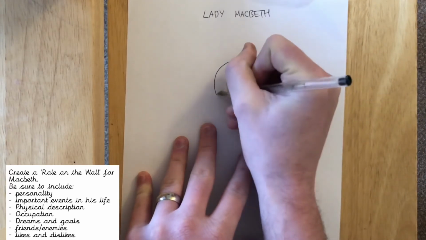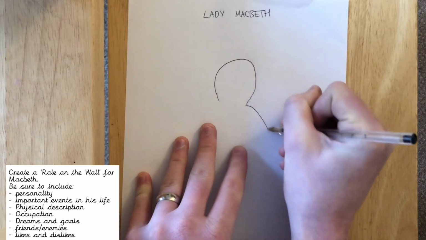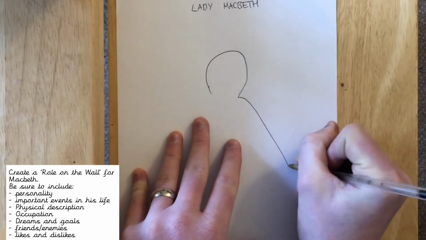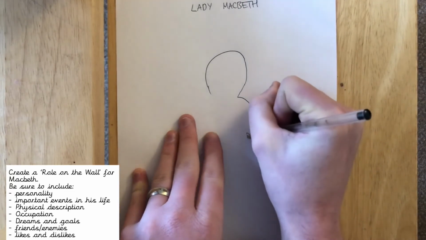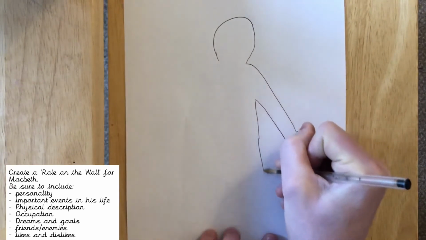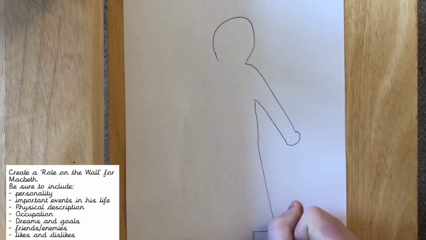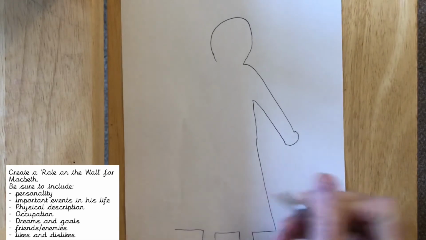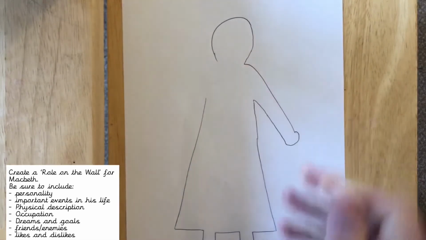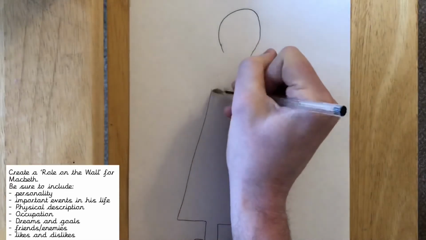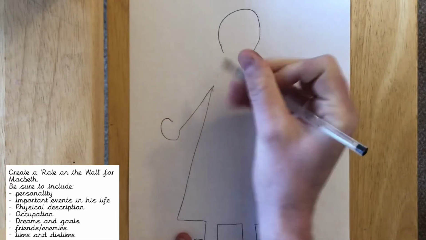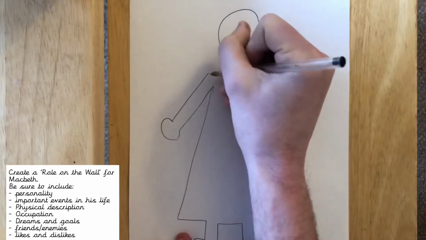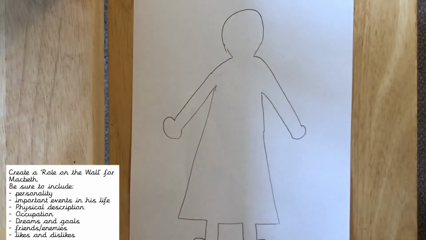So I've got my head, I've got my body, and then she's probably wearing a bit of a dress for mine. Okay, it's not an art lesson, so don't worry too much about doing something incredibly great. But make it fill up most of the room. Realised I've given them like strange hands. But anyway, carrying on. So, first thing it says is to talk about personality.